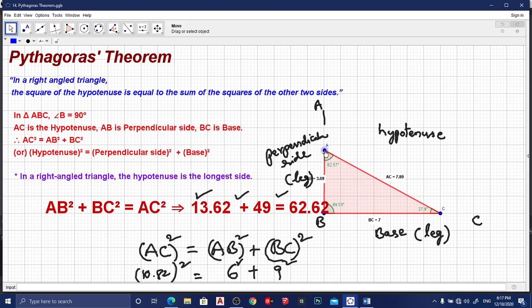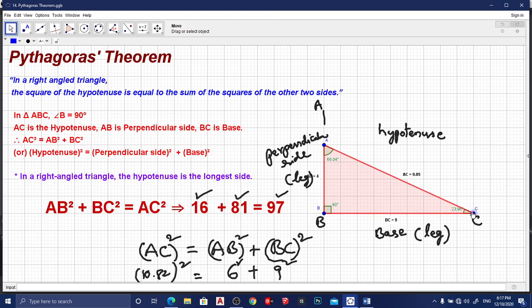Now if I take another one, see here, I am taking 4 centimeters and 9. So 4 square plus 9 square, which is 16 plus 81, is equal to 9.85 whole square, which is 97. Automatically this is changing to 9.85. If I change this to some other value, here 4 and 5, this will become 6.4.